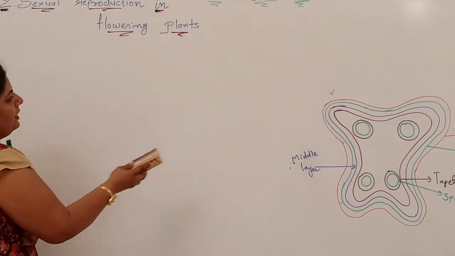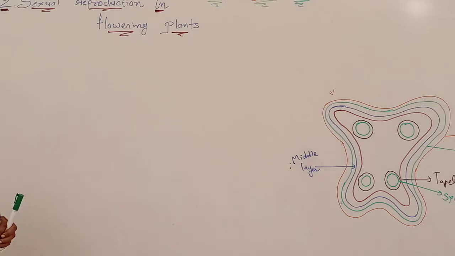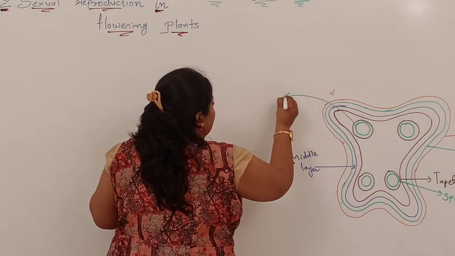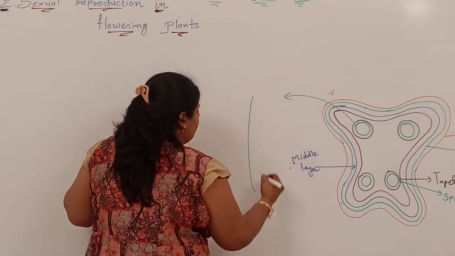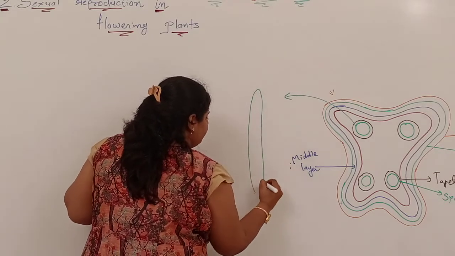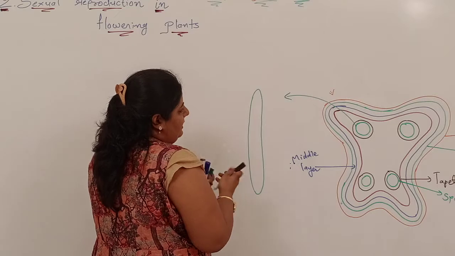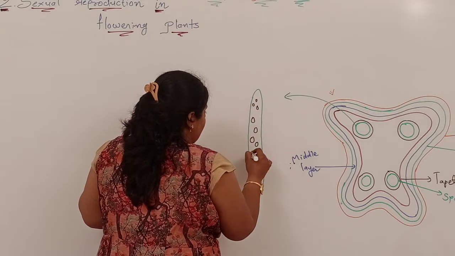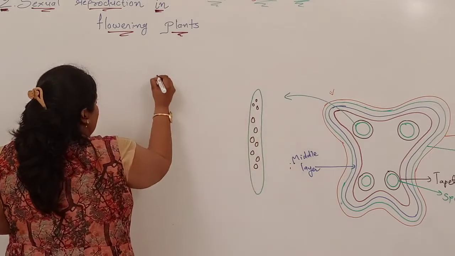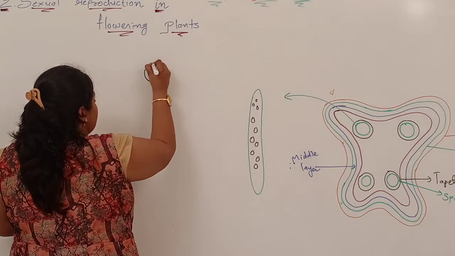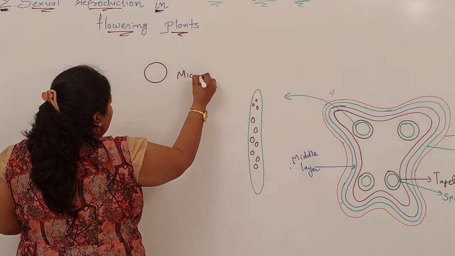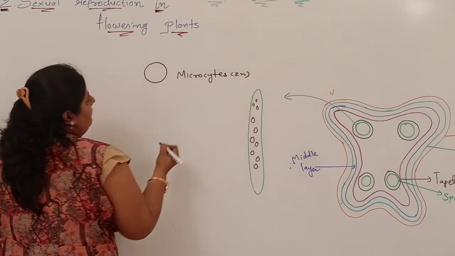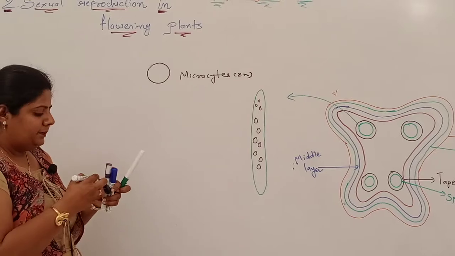But this is an important question for 2 marks. Suppose this is a sporangium in longitudinal section. In this sporangium, many microsporocytes are there. What is this? Microsporocytes, cells which are diploid in nature.